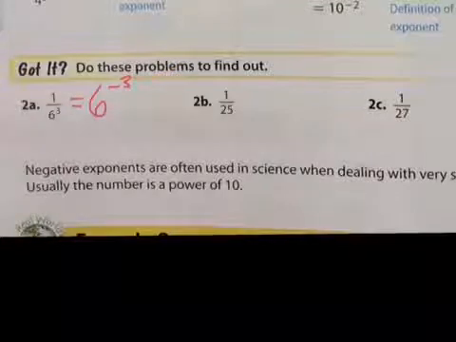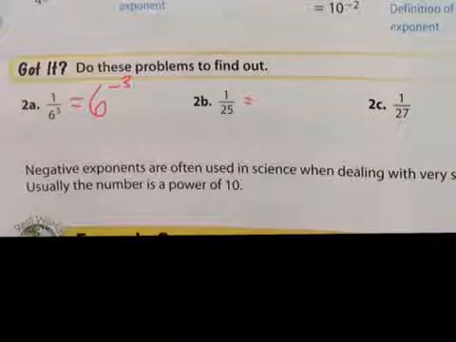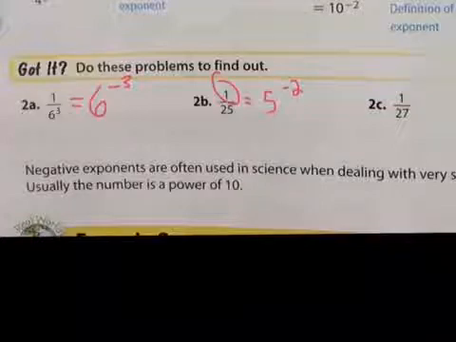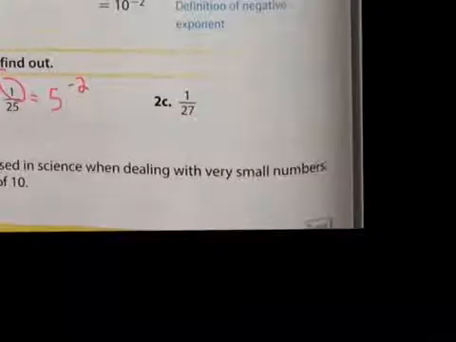Okay, again we remove the 1. But you notice that this is 25, and the square root of 25 is 5. So our base is 5, and because we remove this 1 right here, it becomes a negative exponent, cube. Remember, 5 times 5 is 25. Okay? And now we have 27.